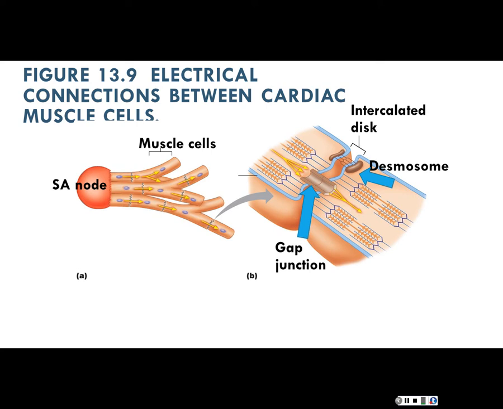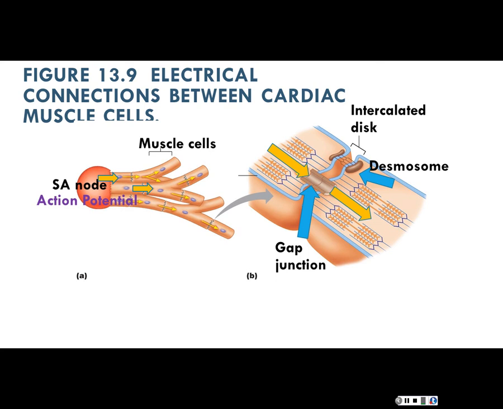And what happens is the SA node is going to generate an action potential. I'm trying to show it by the little flashiness. That is connected to our other cells by gap junctions. And so it'll just flow from one cell to another, right through those gap junctions, and conduct throughout the rest of the heart.